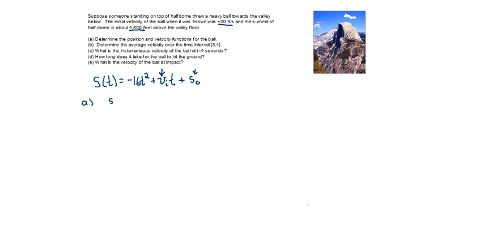The first one, s(t), is going to equal negative 16t squared plus v initial, which is 30t, plus the initial distance s sub 0, which is 4,800 feet. So there's our position equation.